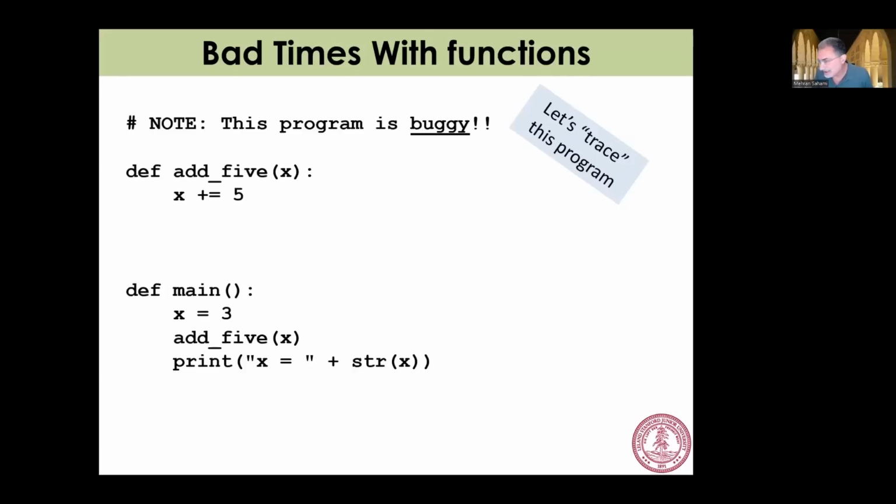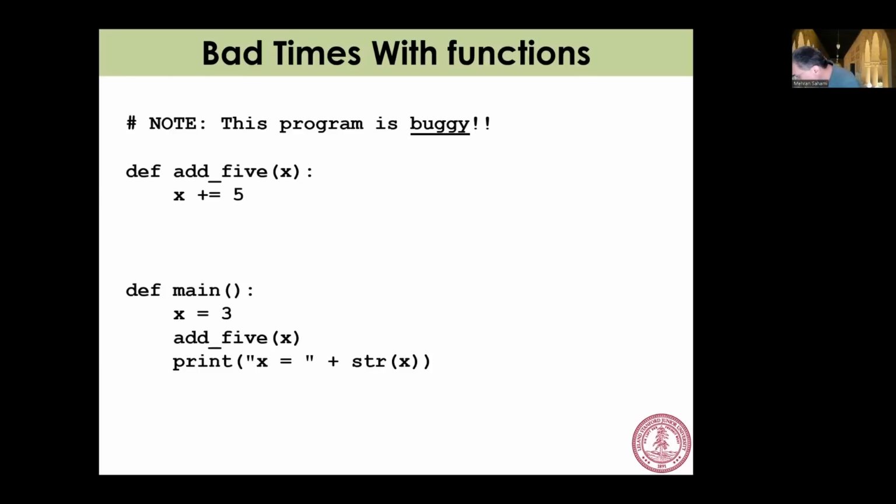So here's the basic idea here. What we want to have is a main function over here in our main that has some variable that starts with the value 3, and then we'd like to call the function add 5, which we'd like to add 5 to that variable, and then print out the results. But this doesn't quite work the way we think it might work. So let's actually trace through and see what's happening.